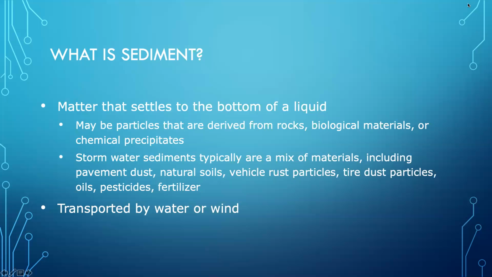Stormwater sediments typically are comprised of pavement dust, natural soil, vehicle rust, tire dust, oils, pesticides, fertilizers, dog poop, cat poop, goose poop, and things like that. So mostly the water is water, but it does carry a considerable amount of solids. And these sediments can be transported by the water itself or by wind.